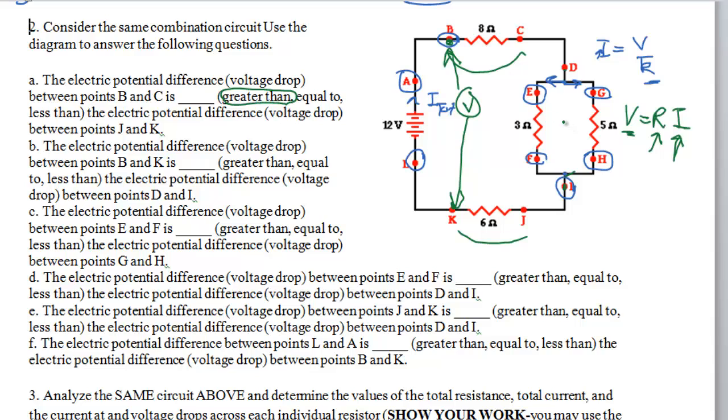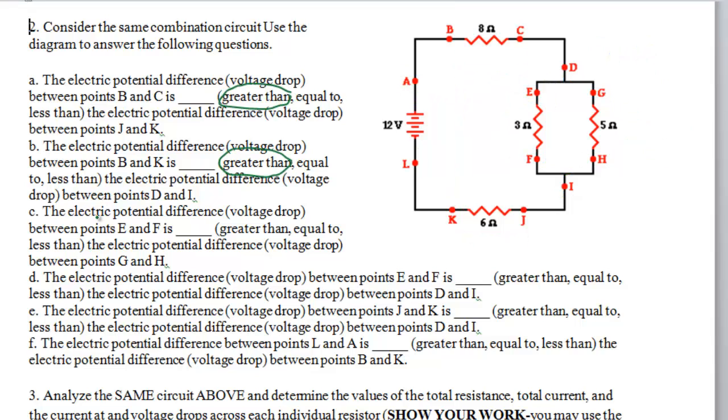So it's much less than the voltage drop across the whole circuit. So definitely the answer is greater than. Okay, let's look at question C.